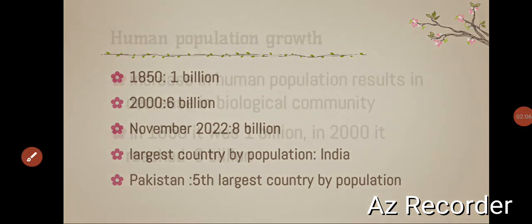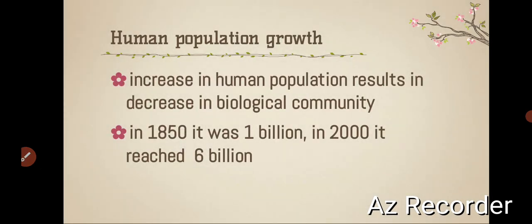Now, if we go to the next slide, human population growth, how it is impacting biodiversity. When human population growth increases, it results in a decrease in biological communities because of the impact that human activities have on biodiversity. These activities can range from deforestation to construction to agricultural activities. All these activities are resulting in reduction of biodiversity.